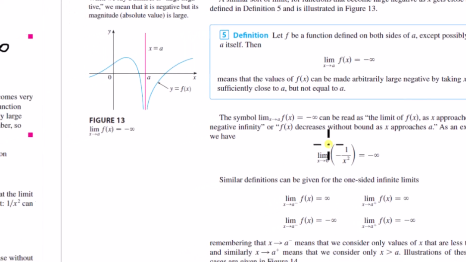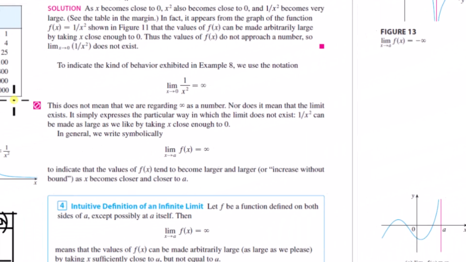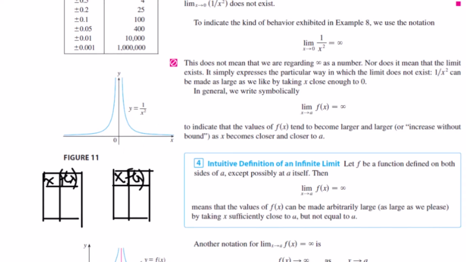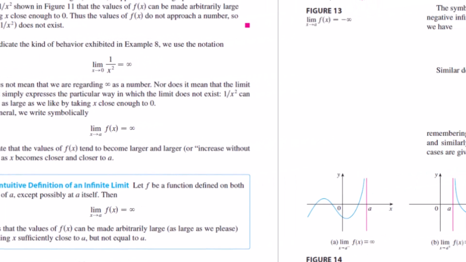So if we took this function here, this 1 over x squared, and just multiplied it by minus 1, we would flip this about the x-axis. And so if we thought about the limit as x approaches 0 in general of the function minus 1 over x squared, well, that's what they show here. That's going to be negative infinity.